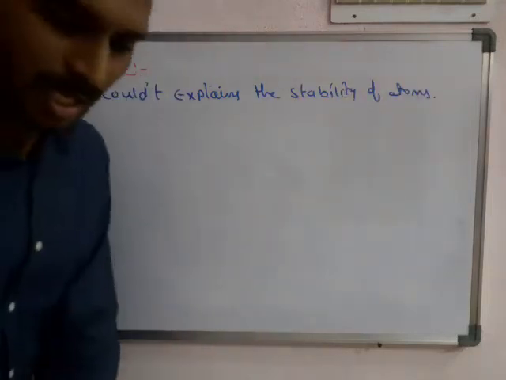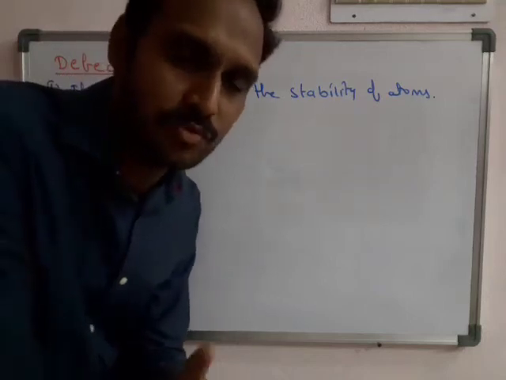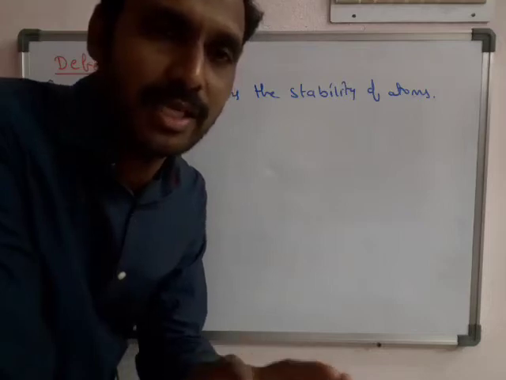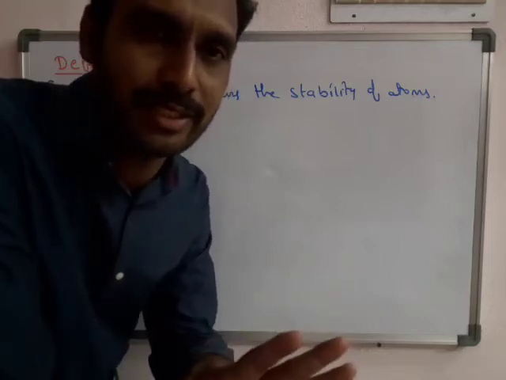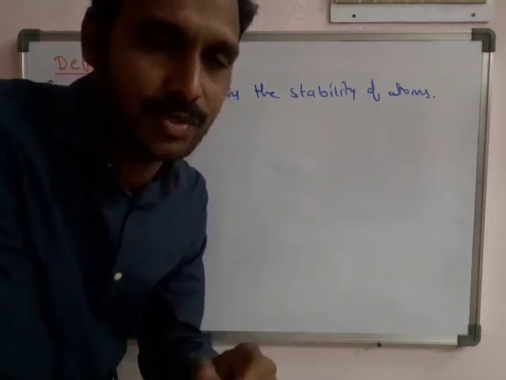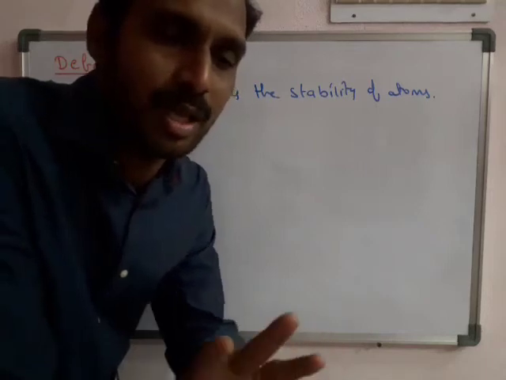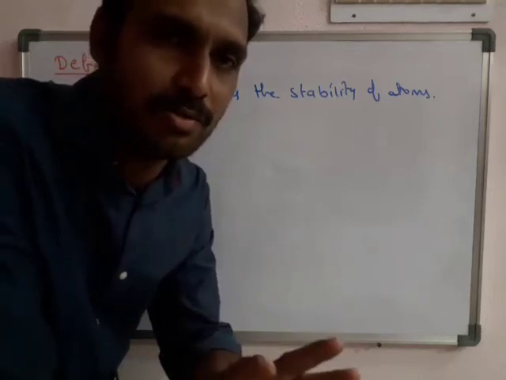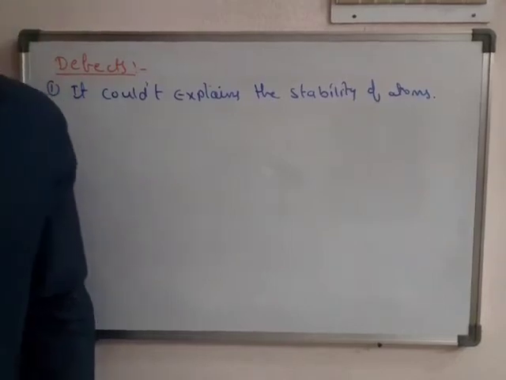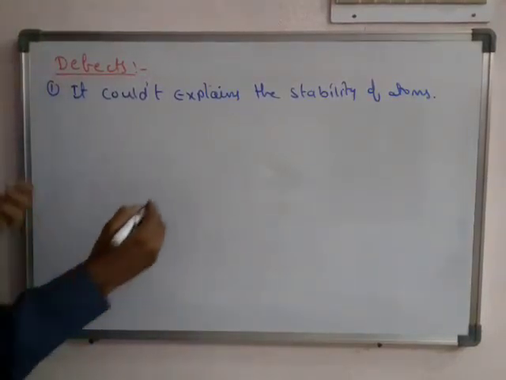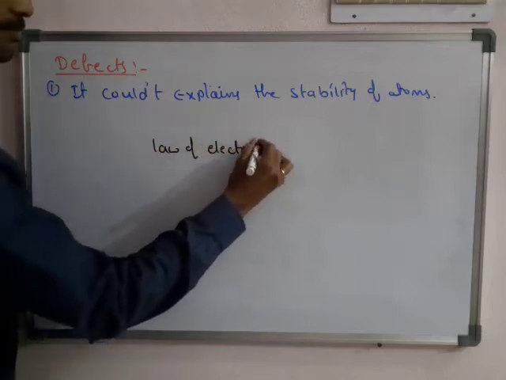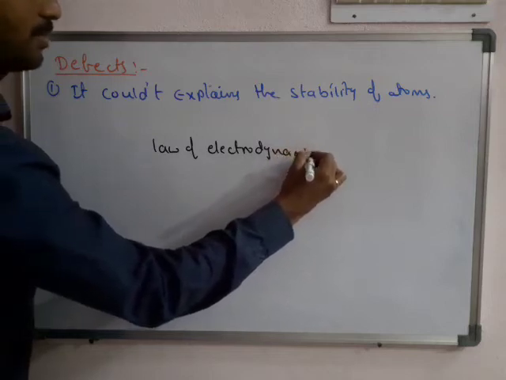Actually, already in the assumptions there is one point. He tried to give an explanation for the stability of atoms by assuming that electrostatic attractions are exactly balanced by the centrifugal forces. He also mentioned that electrons move around the nucleus in a circular path with high speed. But according to the law of electrodynamics, these were otherwise perfect theories.